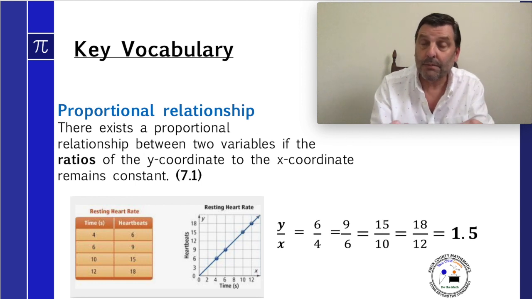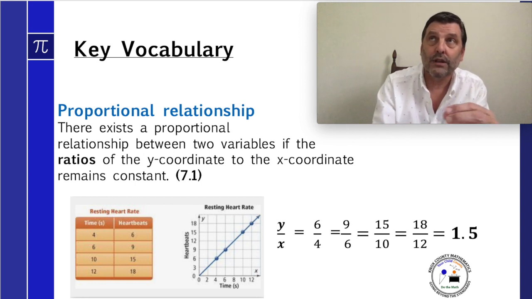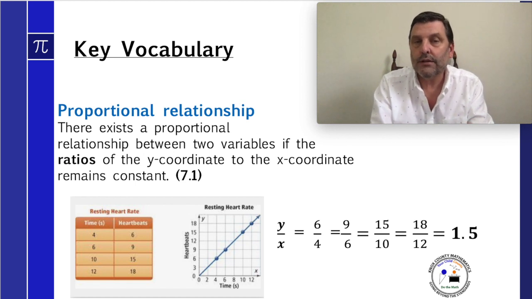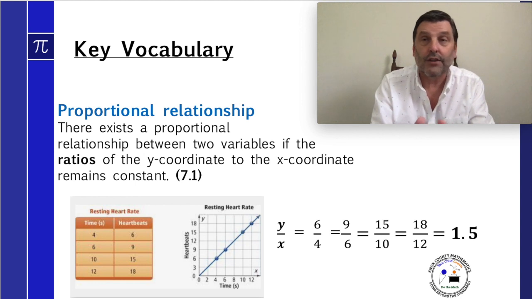There exists what's called a proportional relationship. Proportional relationship means two things relating. A proportional relationship between two variables exists if the ratios of the y-coordinate to the x-coordinate remain constant. What's constant mean? Constant means doesn't change. It stays the same. I have an example right here where we've got two variables, or two things that vary, but they sort of relate.